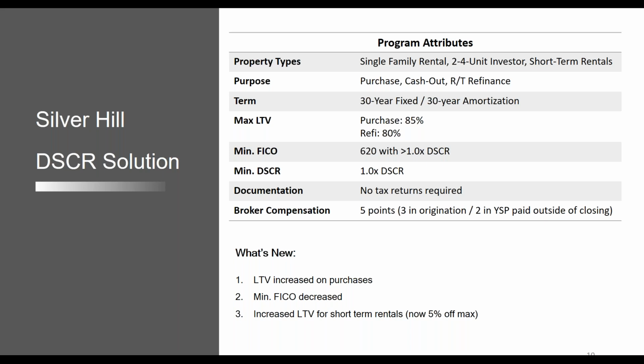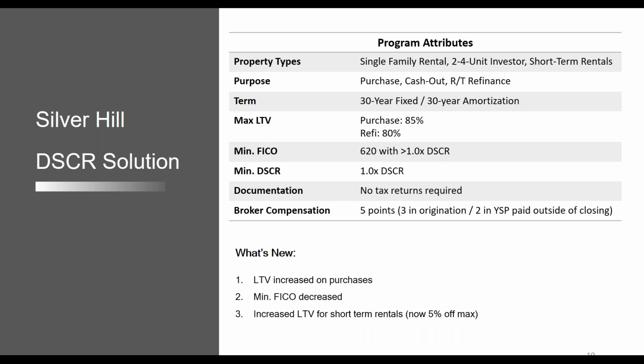So this is a high-level overview of the DSCR solution with Silver Hill. As we mentioned, property types are 1 to 4 units. It has to be rental. Even if it's 2 to 4, we cannot lend on the property if the owner lives in one of those units. We can entertain anything from a purchase to a cash out to a rate term refinance. We only offer a 30-year fixed, 30-year amortized loan.